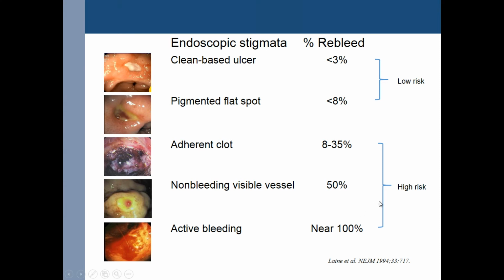And it's important for the endoscopist to accurately characterize these different findings, because if the patient is at low risk for rebleeding because they only have a clean-based ulcer or a pigmented flat spot within the ulcer, these patients do not need any type of endoscopic treatment during the upper endoscopy. However, if the patient is found to have an adherent clot, a non-bleeding visible vessel, or certainly if they're having active bleeding in front of your eyes, all three of these categories of patients have a much higher risk of rebleeding, and therefore endoscopic treatment should be rendered in these patients.